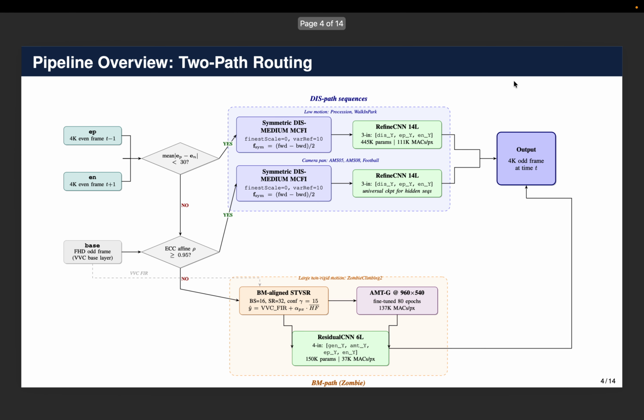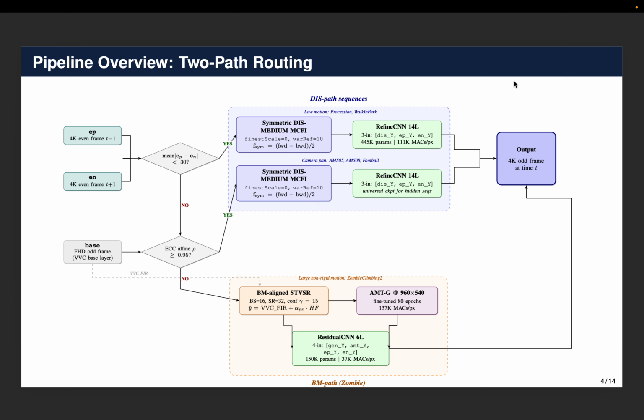The core idea of our method is motion adaptive routing. Instead of applying one universal method to all videos, we first classify the motion type of each target frame. For each odd frame, we compute the mean absolute difference between the two surrounding even frames after downsampling. If this value is below 30, the motion is low, and we use the DIS path. If it is 30 or higher, we compute the ECC affine correlation, called ρ. If ρ is at least 0.95, the motion is mainly global camera motion, so we also use the DIS path. If ρ is below 0.95, the frame has large non-rigid motion, and we use the block matching STVSR path.